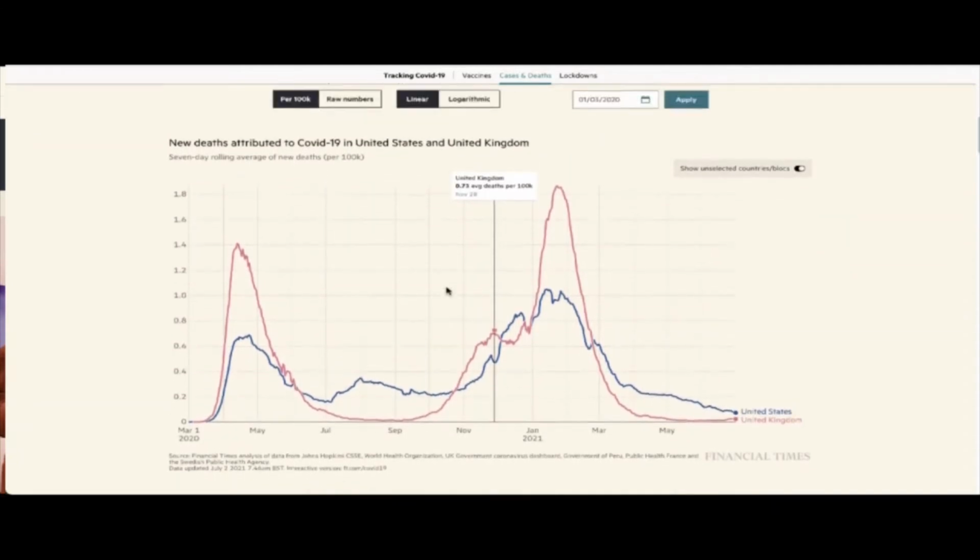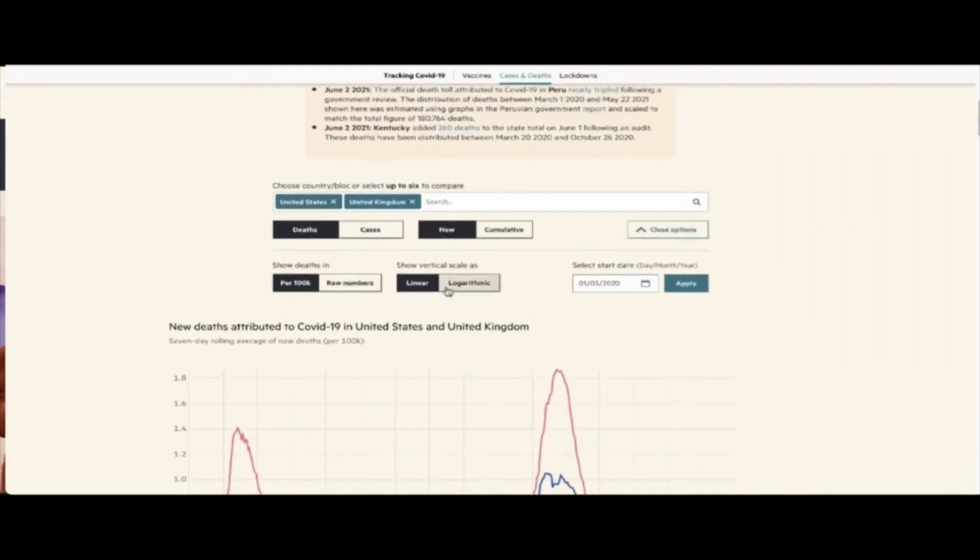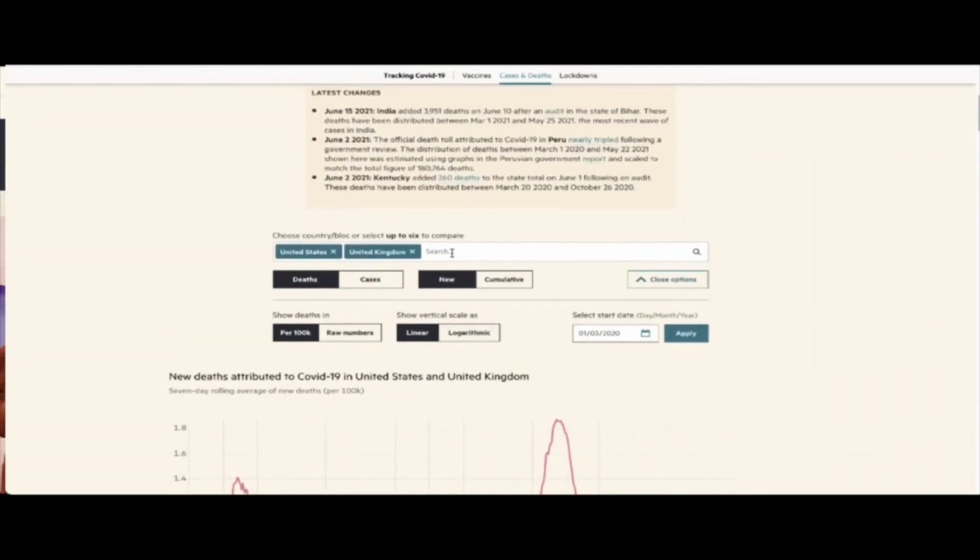But what about the range of countries I want to compare it with? Well, I should probably compare the United Kingdom with its immediate neighbours. So let's put in Germany and let's put in France. And I'm going to compare it with a country that I know has done very well. So I'm going to compare it with Australia.